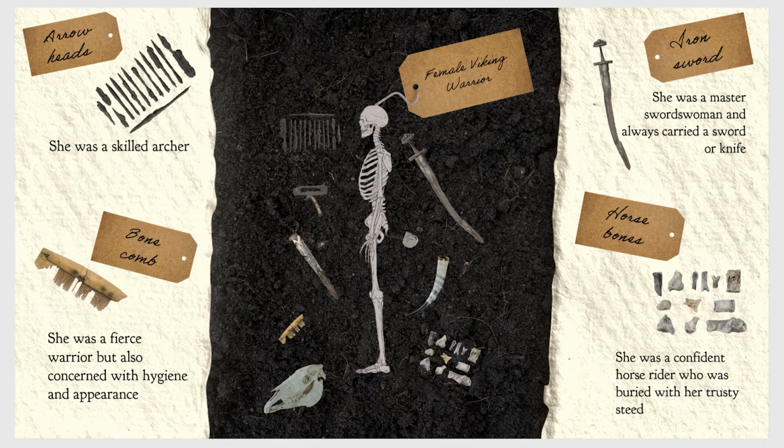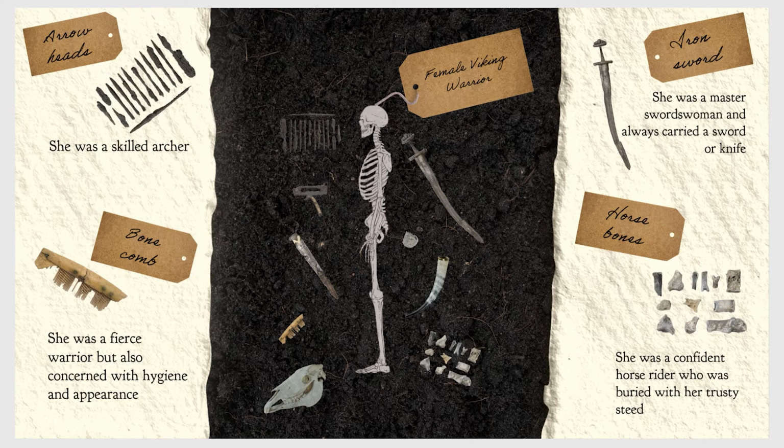So I've said that the arrowheads showed that she was a skilled archer. The bone comb shows that she was a fierce warrior, but was also concerned with hygiene and appearance, as many Vikings were. The iron sword shows she was a master swordswoman and always carried a sword or knife. And my female Viking warrior was also a confident horse rider who was buried with her trusty steed.